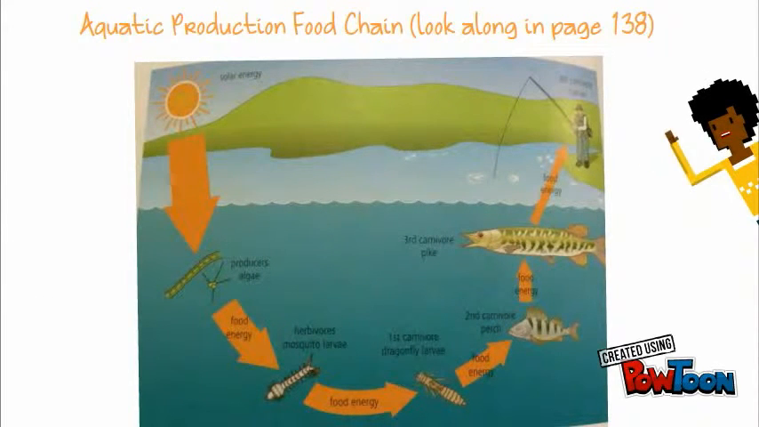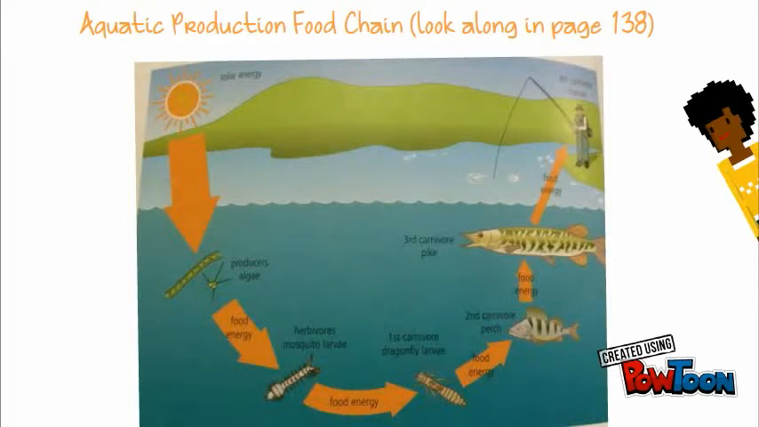In this diagram, you can see the long path energy takes to get to a human. It must first go through the producer, then a herbivore, then a first carnivore, then a second carnivore, then a third carnivore, until it reaches the human. Although energy conversions along an aquatic food chain may be more efficient than in a terrestrial chain, the initial fixing of available solar energy by aquatic primary producers tends to be less efficient due to the absorption and reflection of light by water.